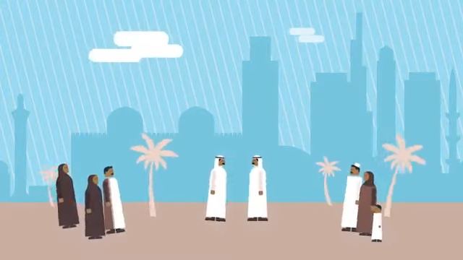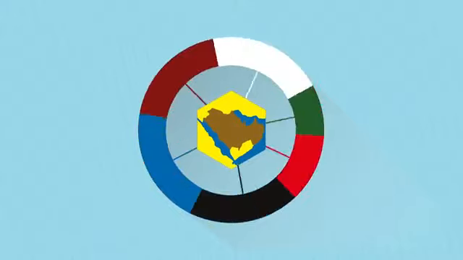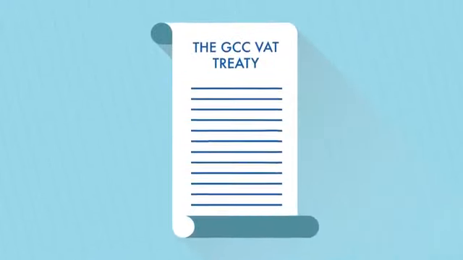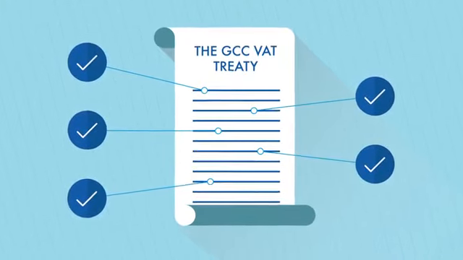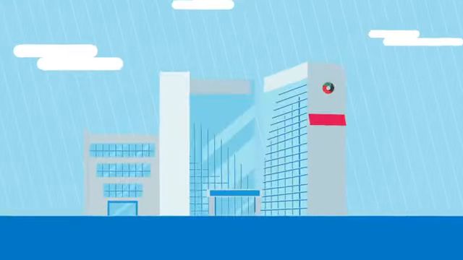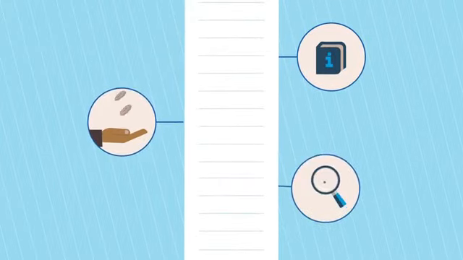The GCC states have decided together to implement VAT as part of their revenue diversification objective. The GCC VAT Treaty sets out the broad principles of VAT, and each country enacts the treaty by passing their own VAT law. The Federal Tax Authority will be responsible for administering VAT and other federal taxes. This includes providing guidance, collecting VAT, and conducting audits.